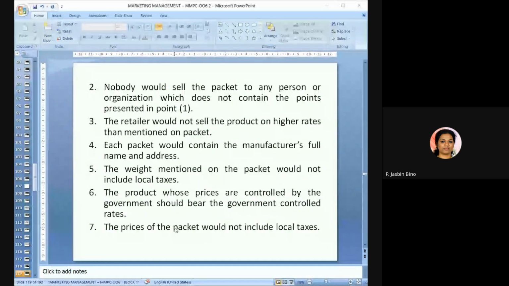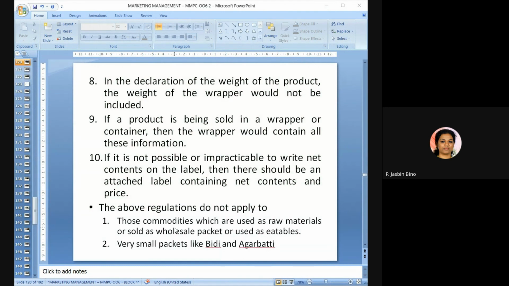Each packet would contain the manufacturer's full name and address. The weight mentioned on the packet would not include local taxes. The products whose prices are controlled by the government should bear the government controlled rates. In the declaration of the weight of the product, the weight of the wrapper would not be included.